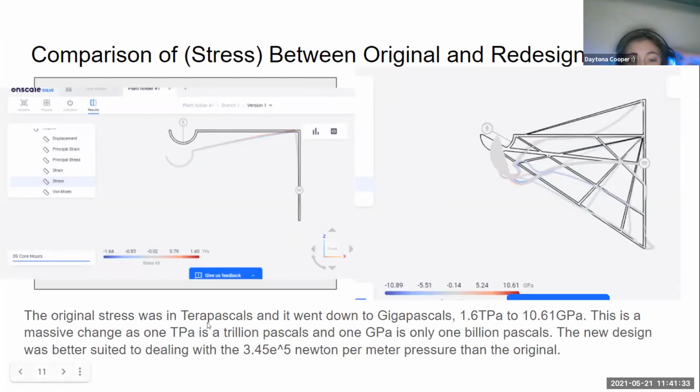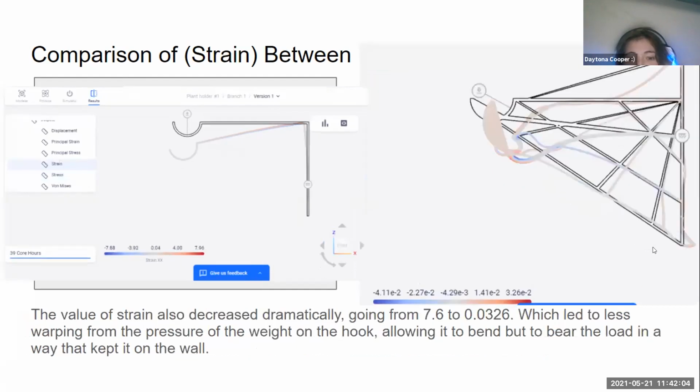The original stress was in terapascals. So when we're talking about the difference between the two stresses, it went down to gigapascals, which is like looking at feet to inches or meters to millimeters. That is a huge difference. This is a massive change, a terapascal is 1 trillion pascals, and a gigapascal is only 1 billion. So this new design was better suited to dealing with the 50 psi, or the 3.45 e to the 5th newtons per meter pressure, than the original. That's what you can see.